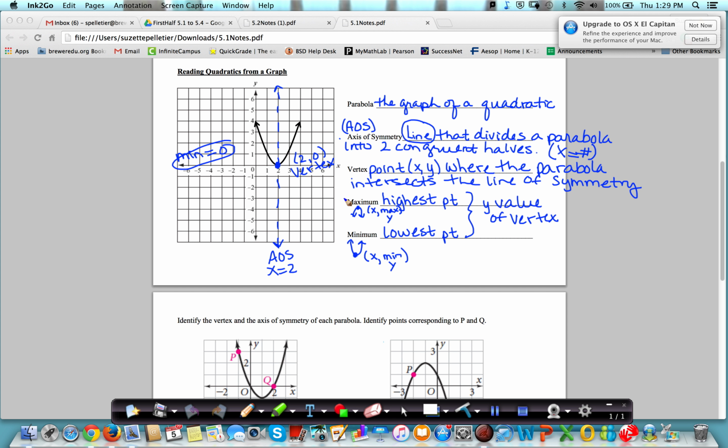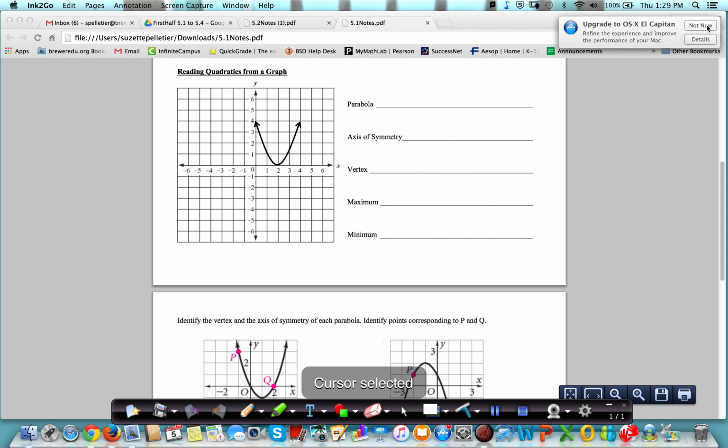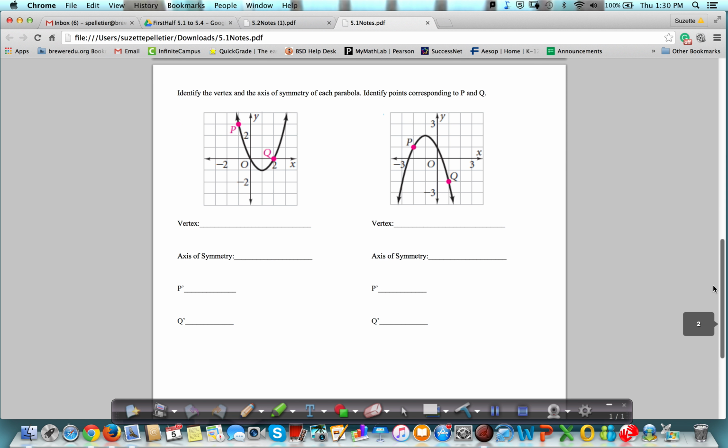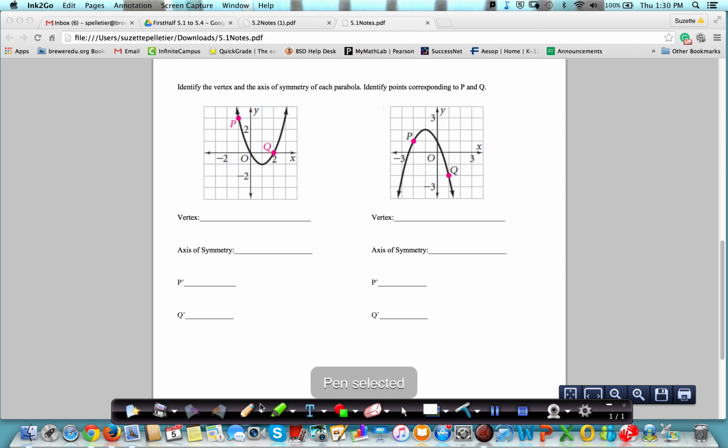All right, one more very quick thing and we will be done with the lesson. We're going to scroll the page up and identify parts of parabolas. So this part will be easy, I think. We are first going to identify the vertex, then the axis of symmetry, and then the points that correspond, a word from geometry, to P and Q. So let's first start with the vertex, which would be right here, and that is the point over 1 and down 1. So (1, -1) is where I find the vertex.